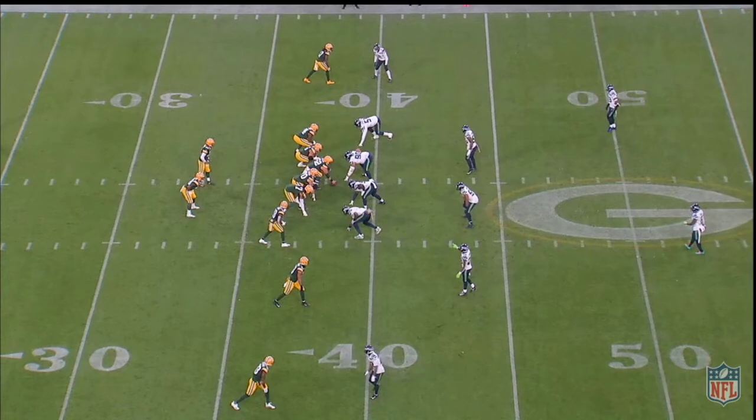Right, we're here today to talk about RPOs, specifically the RPOs the Packers ran against the Seahawks this past week, week 10 of the 2021 season. I'm sure everyone knows what an RPO is, but what it stands for is run pass option. Not every play fake you see is an RPO.